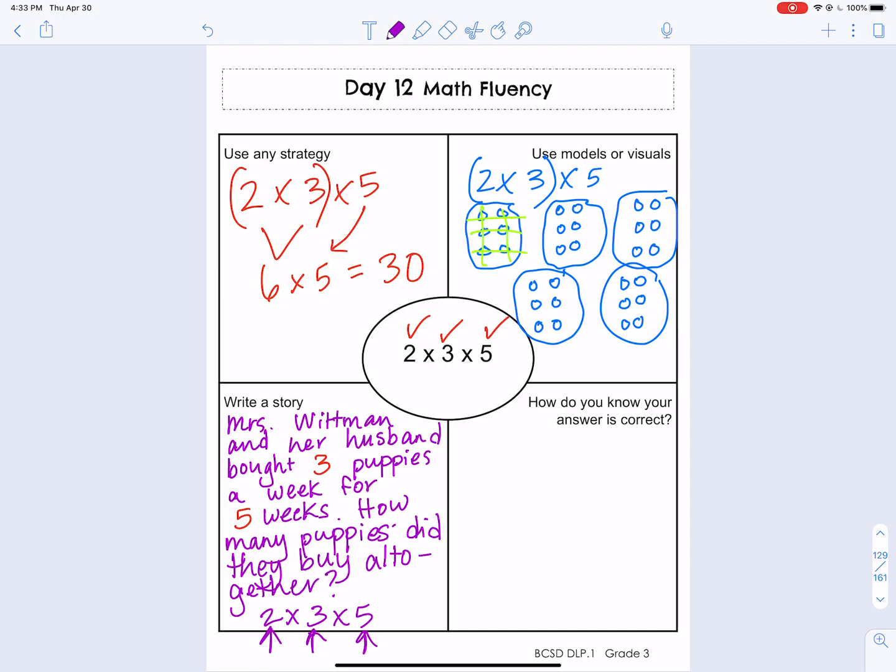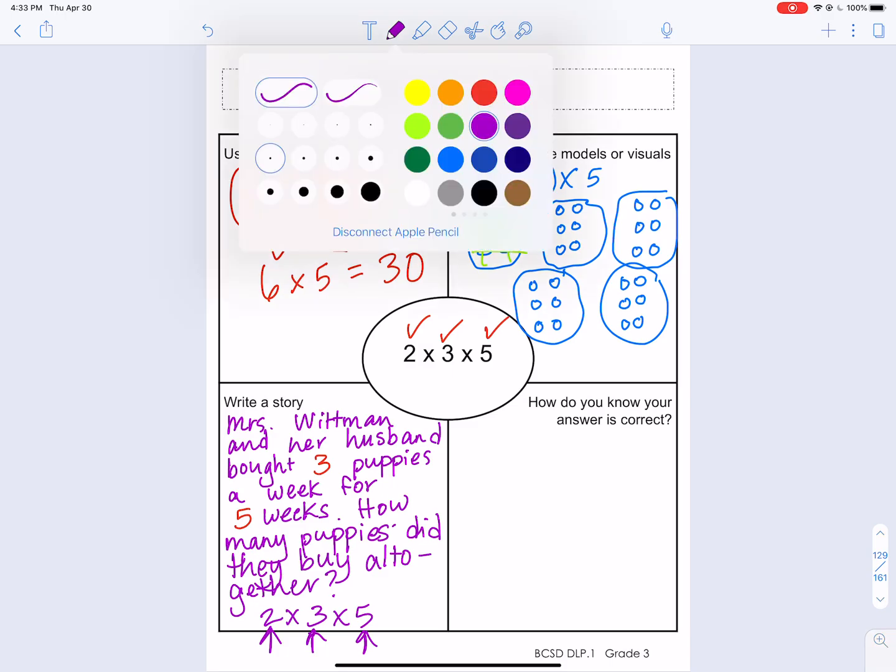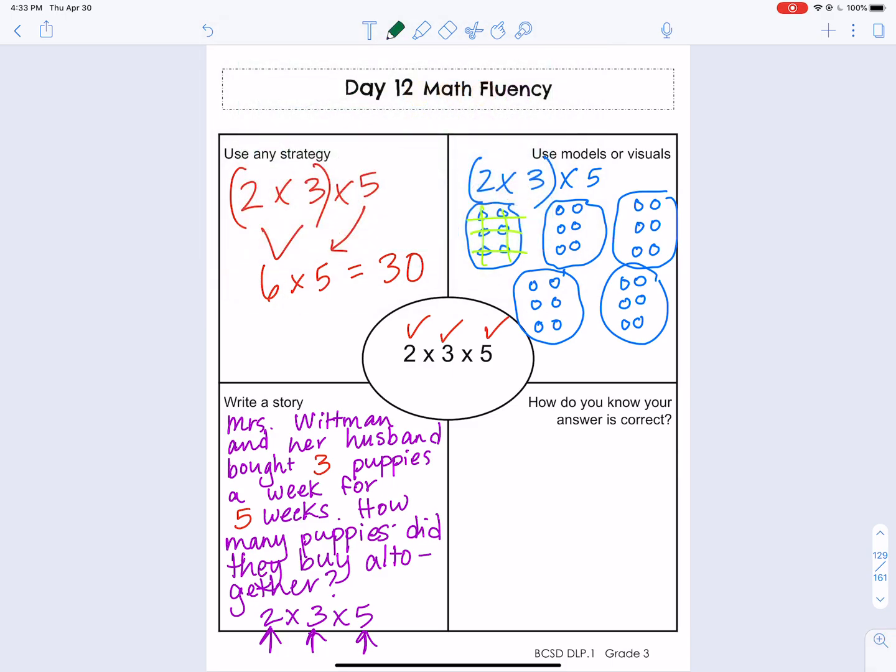Okay, and then how do you know your answer is correct? I like to practice saying it out loud before I write it down. But I could do something like, I know my answer is correct because I grouped 2 times 3 in parentheses, and that equals 6. Then I multiplied 6 times 5 and skip counted by 5s to find out that 6 times 5 is 30. Any way you want to explain it is totally fine.